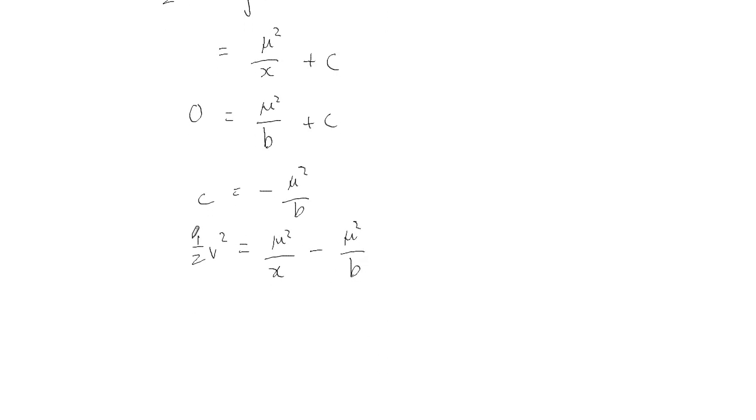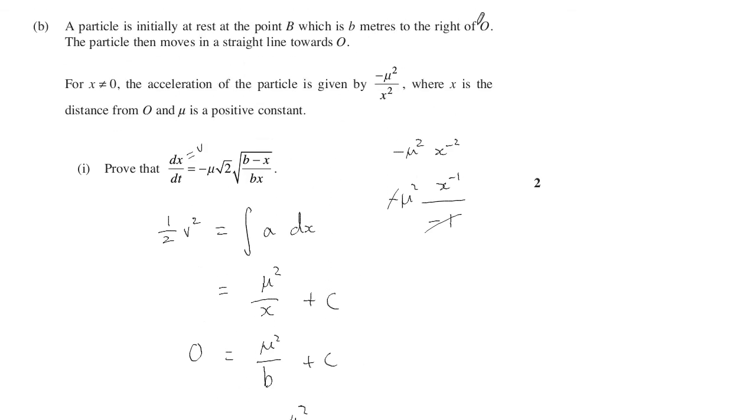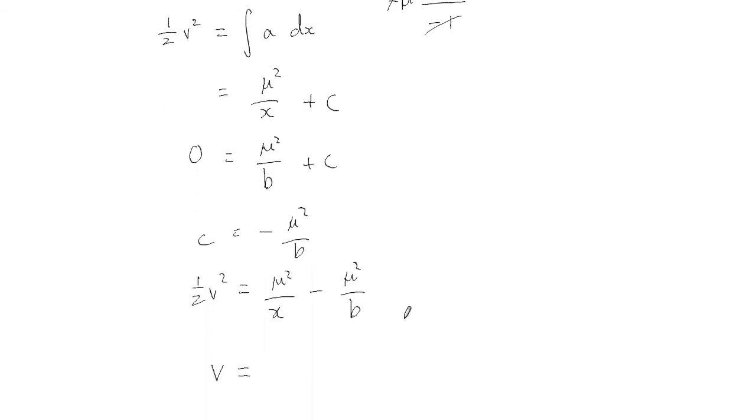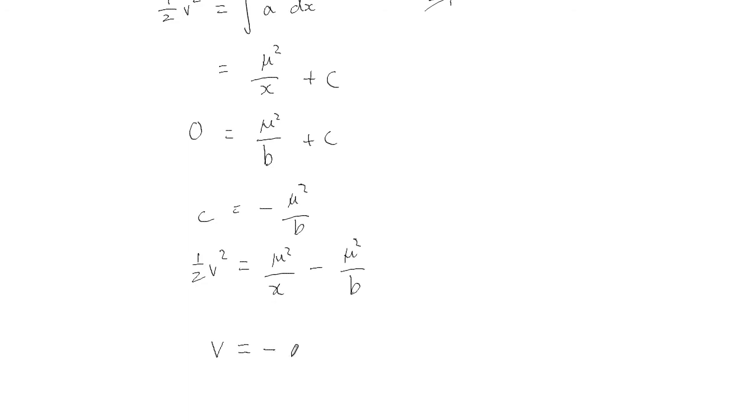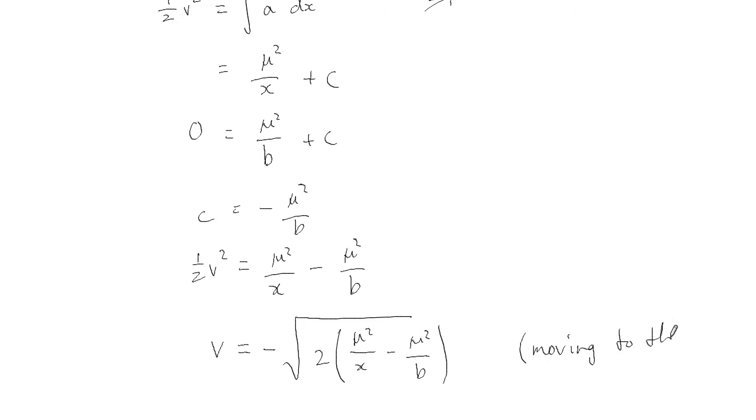Alright, so we can solve this equation for v now. So multiply both sides by 2 and take the square root. So we're going to get plus or minus square root. So we need to think about, should the velocity be negative or positive? Now it says it starts to the right of O and then moves in a straight line towards O. So it's moving to the left. And that means the velocity has to be negative. And you might want to justify that with some sort of comment out here, like moving to the left.